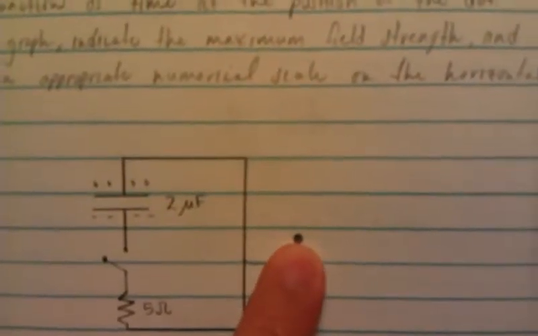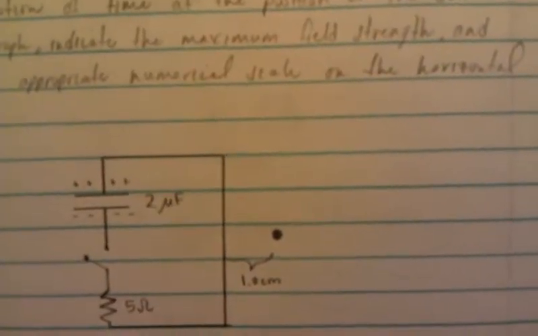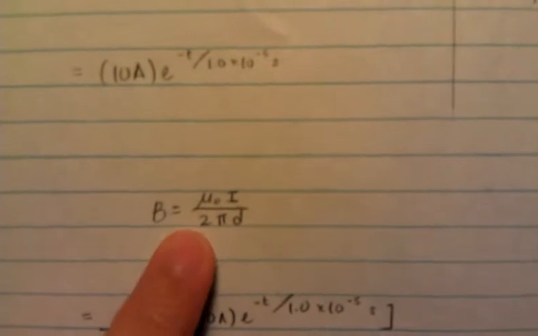And for the magnetic field at this point, we'll be using the equation for a magnetic field of a line, because this line of the circuit will be giving off a magnetic field that will affect this point 1 centimeter away from the circuit. And so the equation for the magnetic field of a line is mu naught times I over 2 pi d.